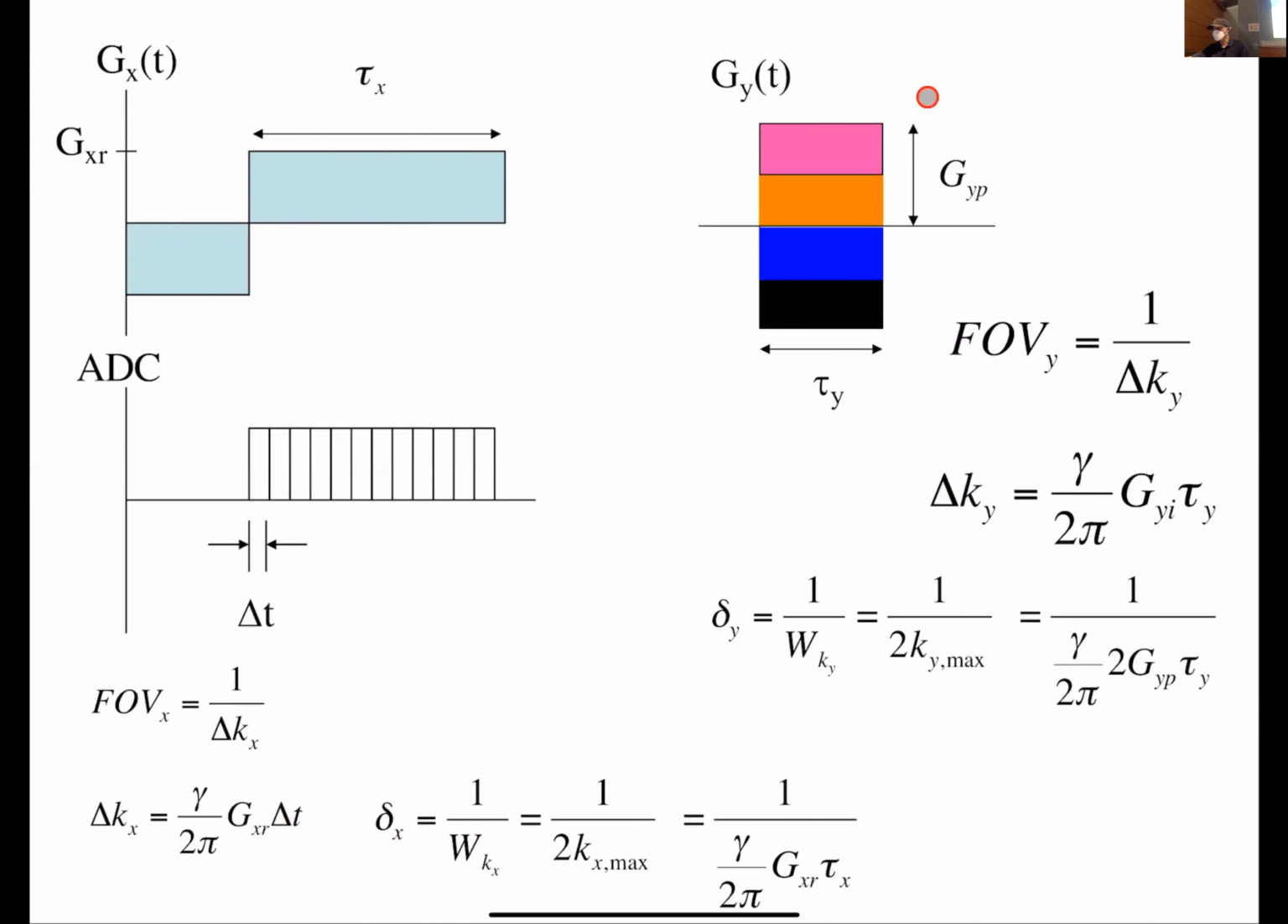Similarly, with the phase encode, if you have some FOV, that determines your delta ky. And so you have gamma over 2 pi, GYI tau y. That's how much each of these little increments moves you in k-space. Similarly, for the resolution, you have to figure out how far in k-space you need to go. These two things tend to be related by the number of samples you need, which also depends on the matrix size. So these two calculations are also somewhat redundant in the sense that if you're acquiring full Fourier space, they're going to be related by the number of samples.